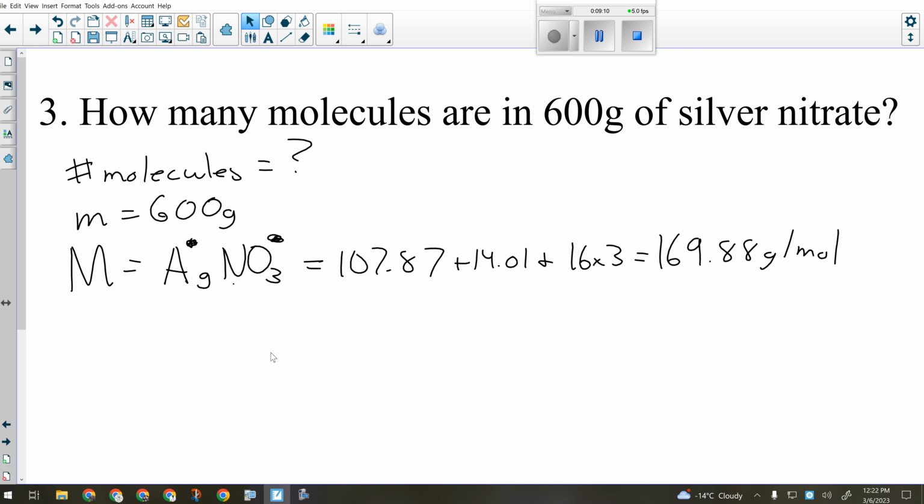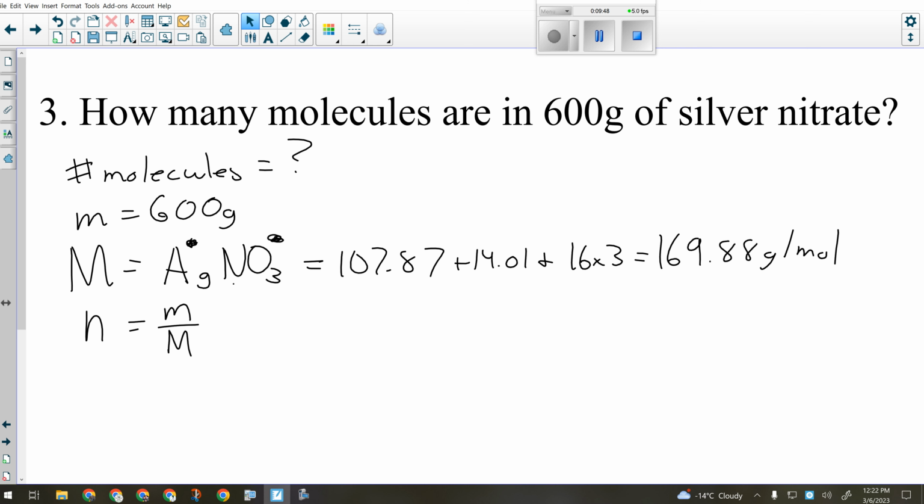Okay, so I'm looking for the number of molecules. I have little m and big M. What can I calculate with those two numbers? What's the other part of the mole equation? N. Yeah, I can calculate N with those two numbers because N equals little m over big M. Now you're probably saying to yourself, self, that's not what the question wants me to find. The question wants me to find the number of molecules. Yes, it does. But you need the number of moles to get there.